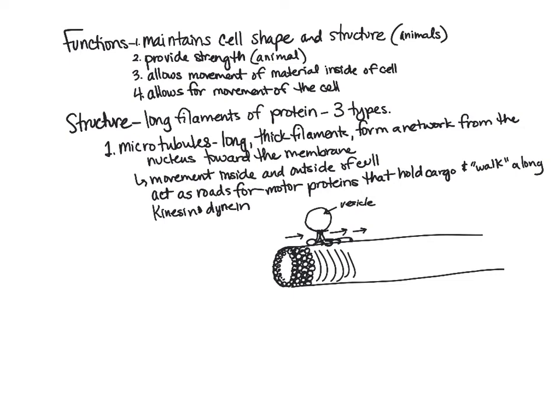So not only do our microtubules allow for this movement within the cell, acting as these types of roads, but they also form flagella and cilia. So flagella is a long whip-like tail.